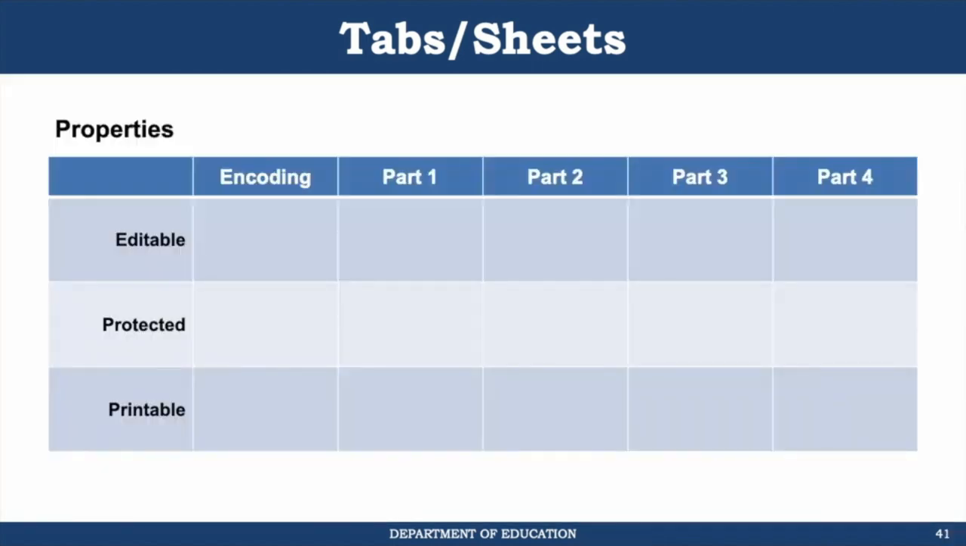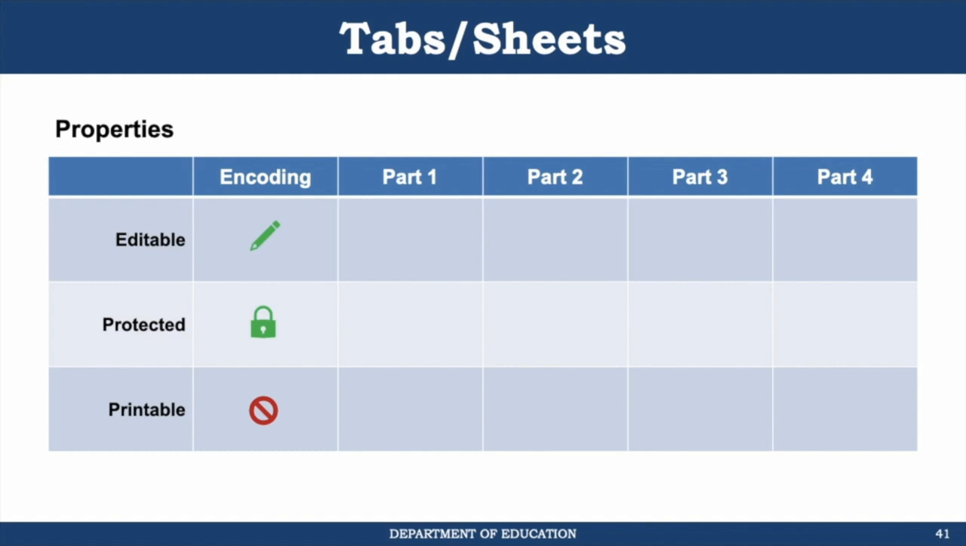Here are the properties of each tab. For the Encoding tab, it is editable because it contains the data collection form. It is also protected, which means you cannot modify this sheet. Only white cells are editable. This form is also non-printable.